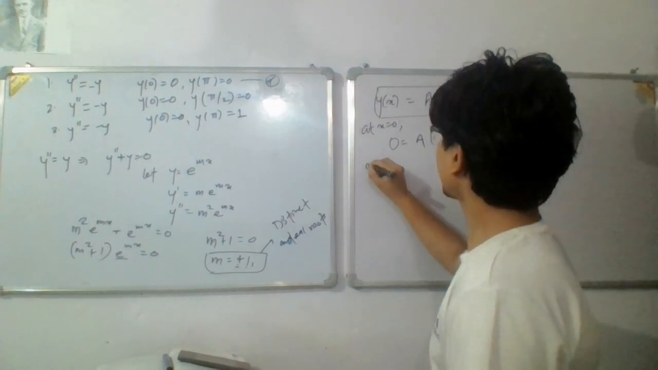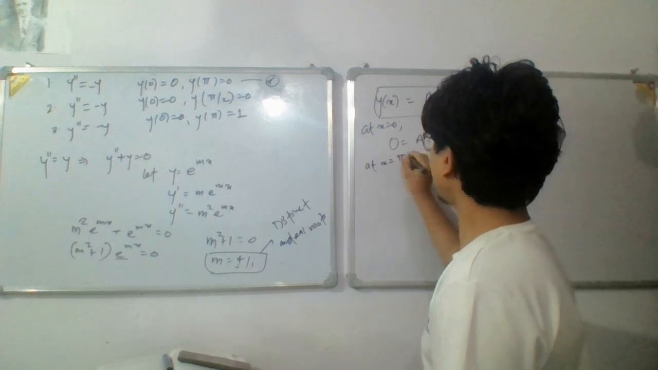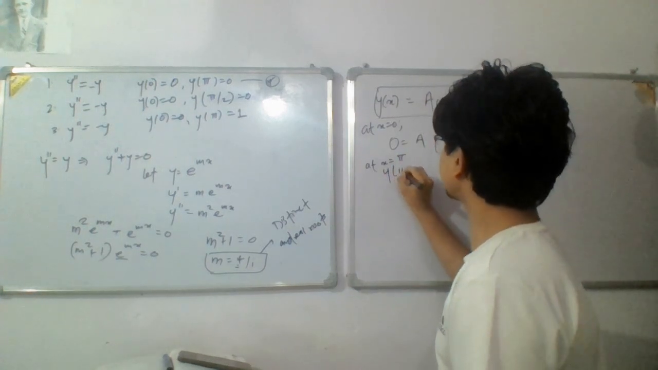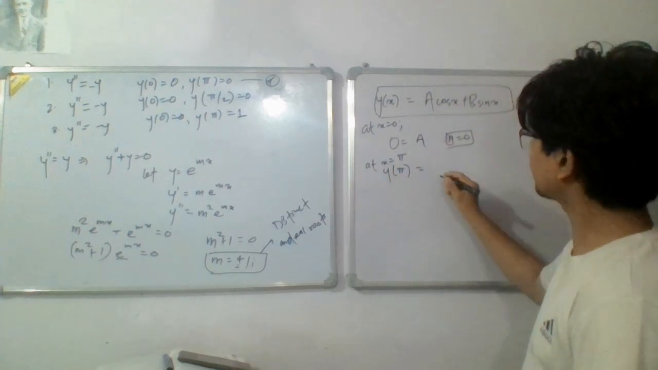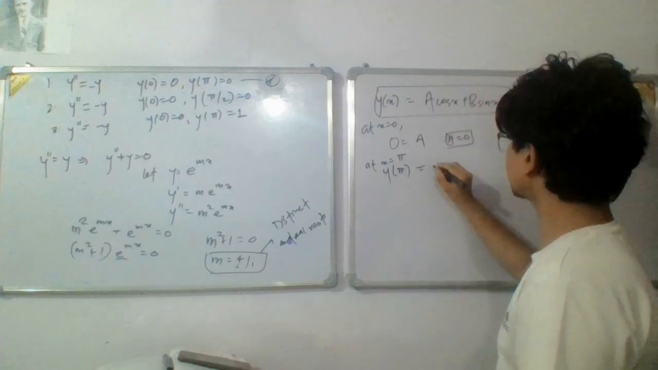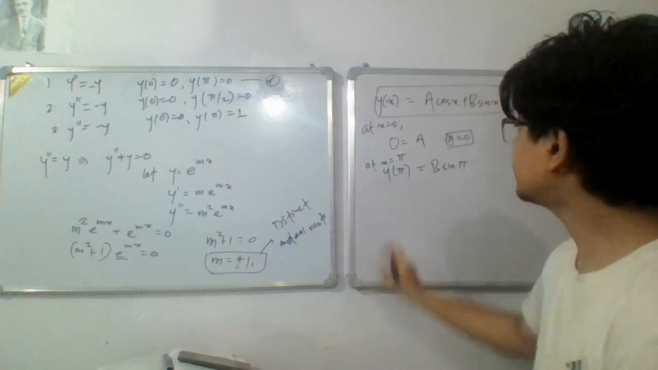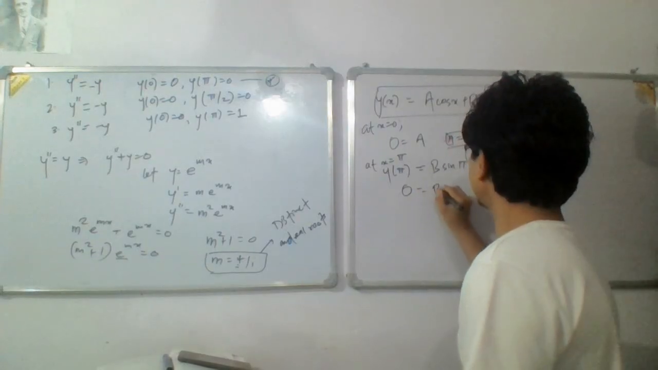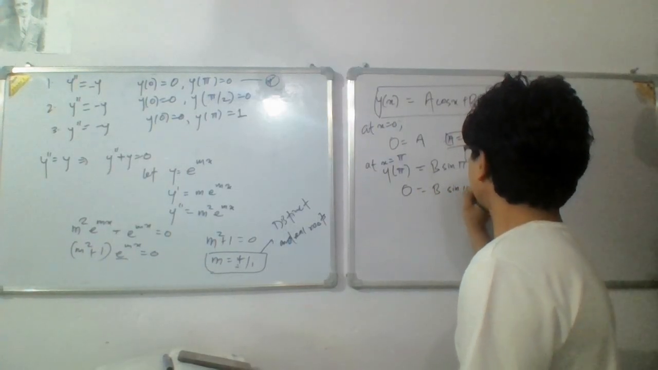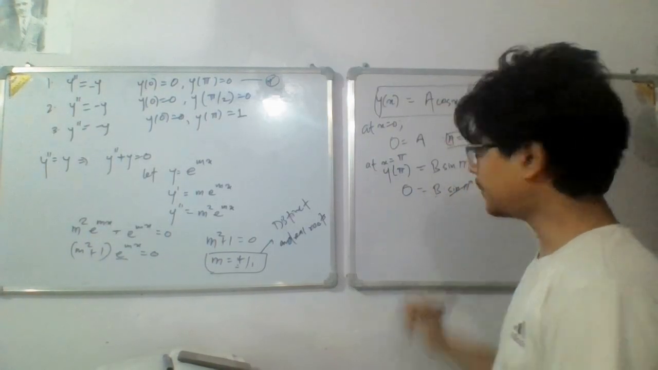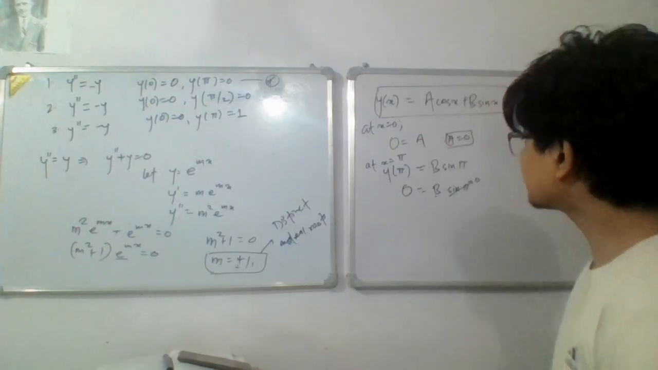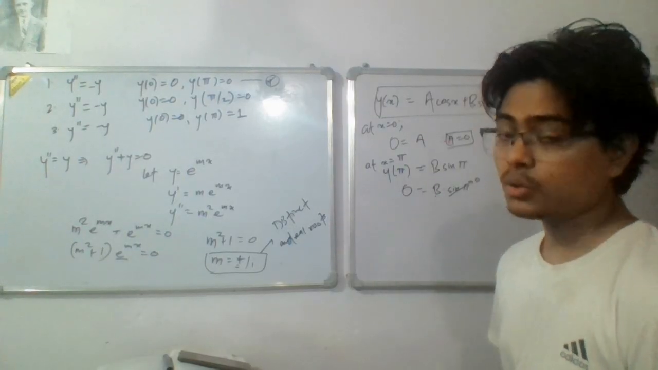Now let's check the second condition, x equals pi. At x equals pi, a is already 0, so we have b sin pi, which equals 0. Since sin pi is 0, b is not forced to be 0. That means b can be anything, so it doesn't matter.